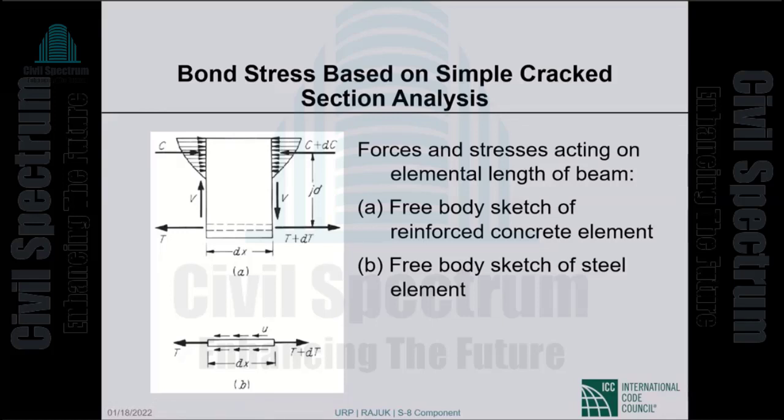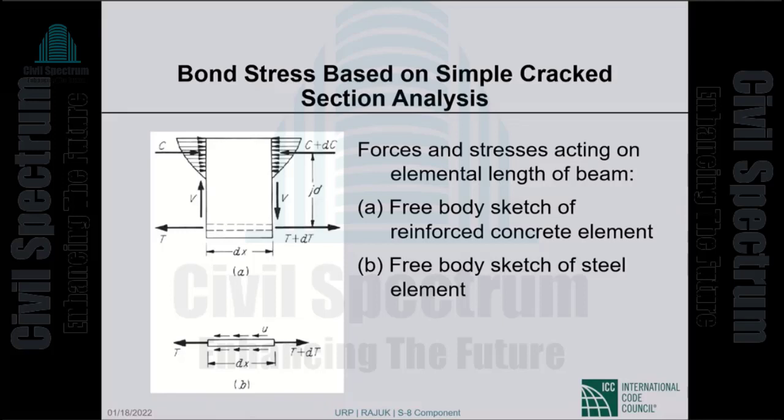Now, the reinforcement, which is subject to T on the left face and T plus dT on the right face, maintains equilibrium because of these bond stresses that have developed. The bond stresses multiplied by the perimeter of the bar or bars will have to be equal to the dT for horizontal equilibrium. Okay? So these are forces and stresses acting on an elemental length of beam.